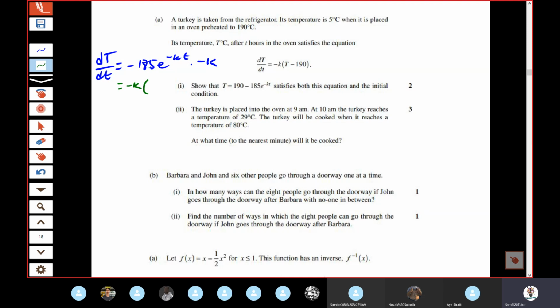Then what is negative 185 e^(negative kt)? What isn't it? It's T minus 190. See how easy that was? So I just rewrote the answer. Differentiated and then rewrote the answer. I didn't bother simplifying. That's probably the smartest way to do it. Any questions?